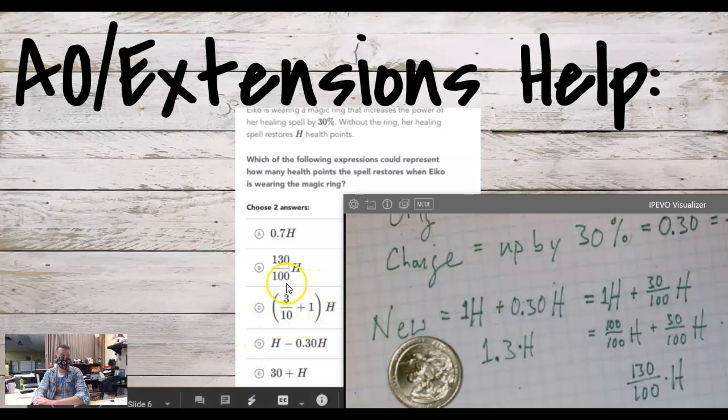So the other option that shows 1H having 3/10 of an H added to it is C. Our other option there, 3/10 would be our 30%, added on to the 1H that we already had. When we add these numbers together, we will get 1 and 3/10 times H, which is the same as 130 over 100. So there's our help with our magic ring problem.